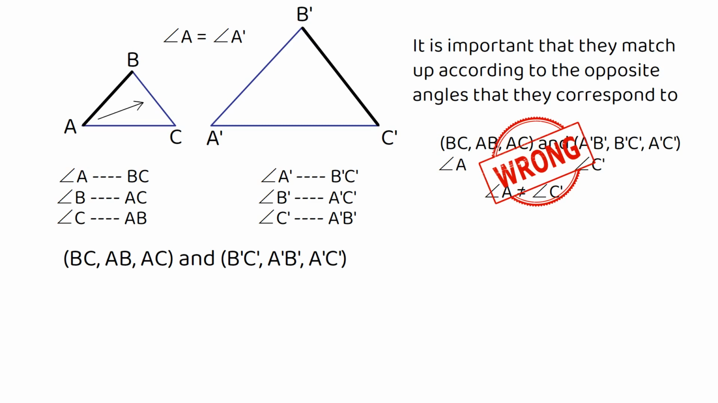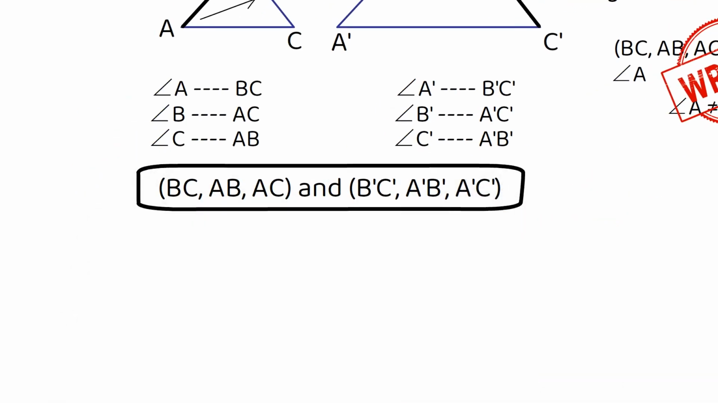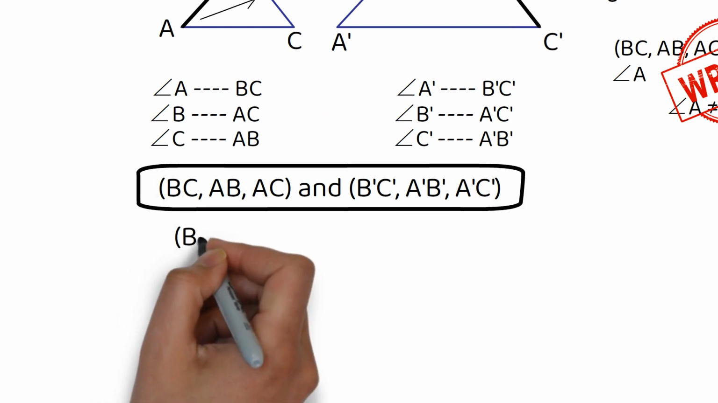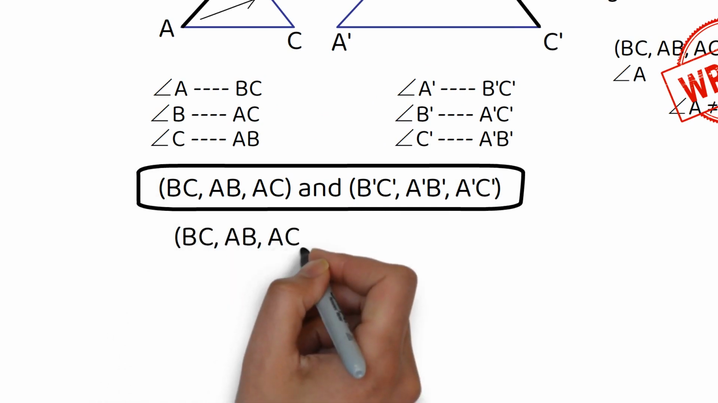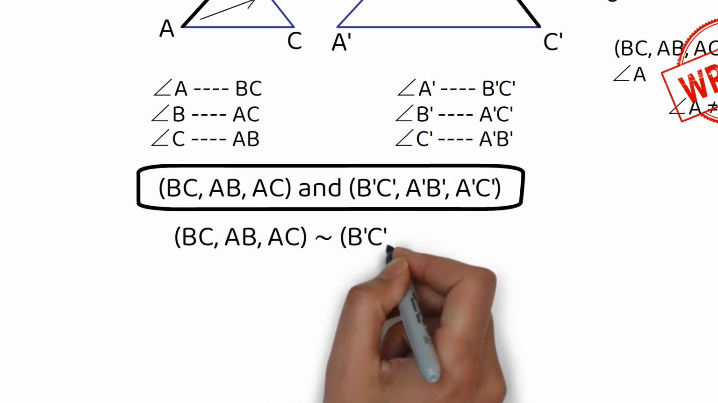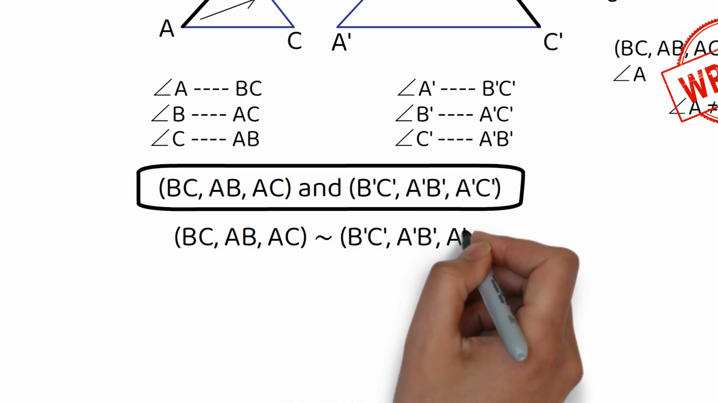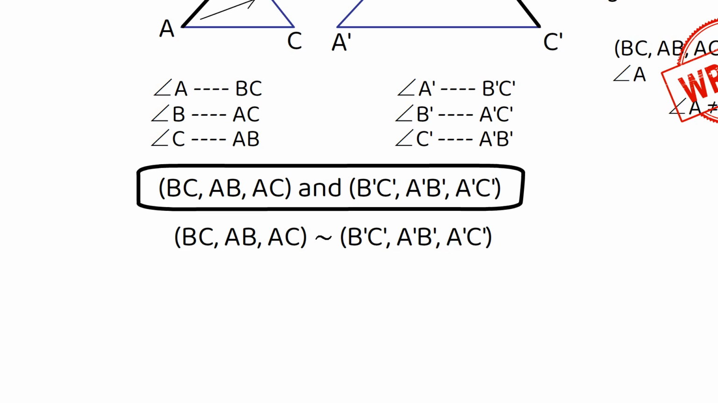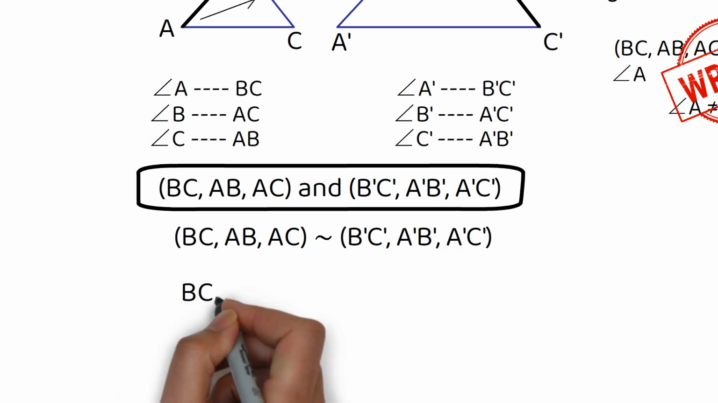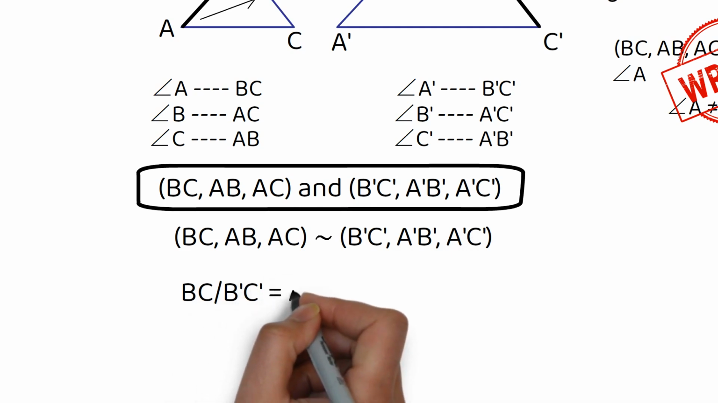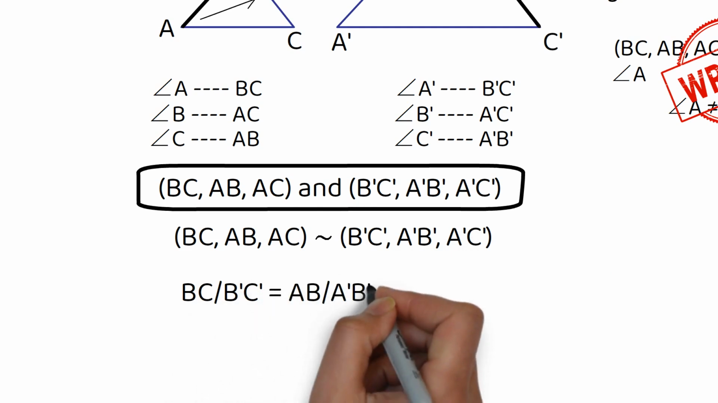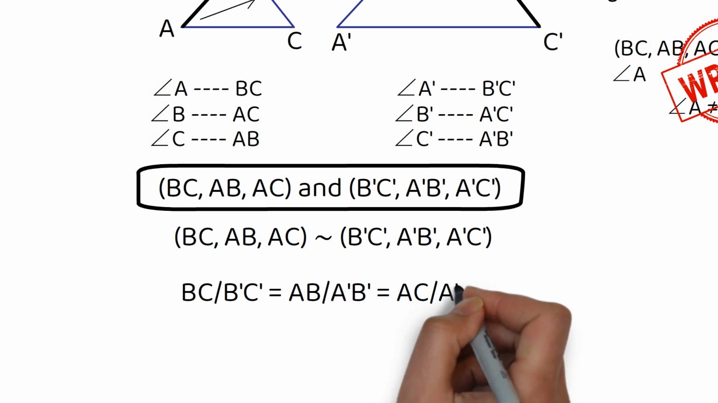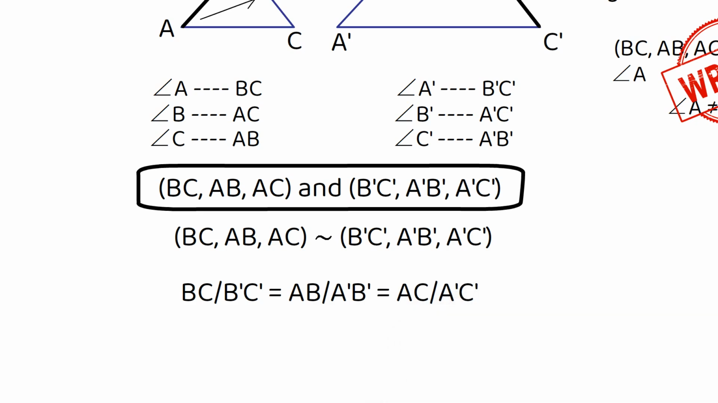Once we've written the triplets in the correct order, we have a proportion between the sides of the two triangles, given by sides BC, AB, AC, are similar or proportional to B prime C prime, A prime B prime, and A prime C prime. This translates to the following fractions. BC over B prime C prime equals AB over A prime B prime equals AC over A prime C prime.